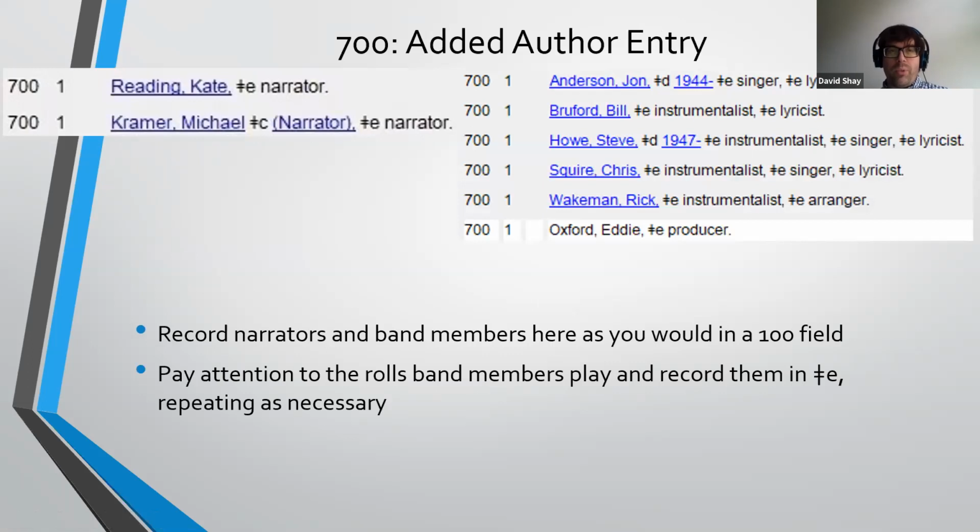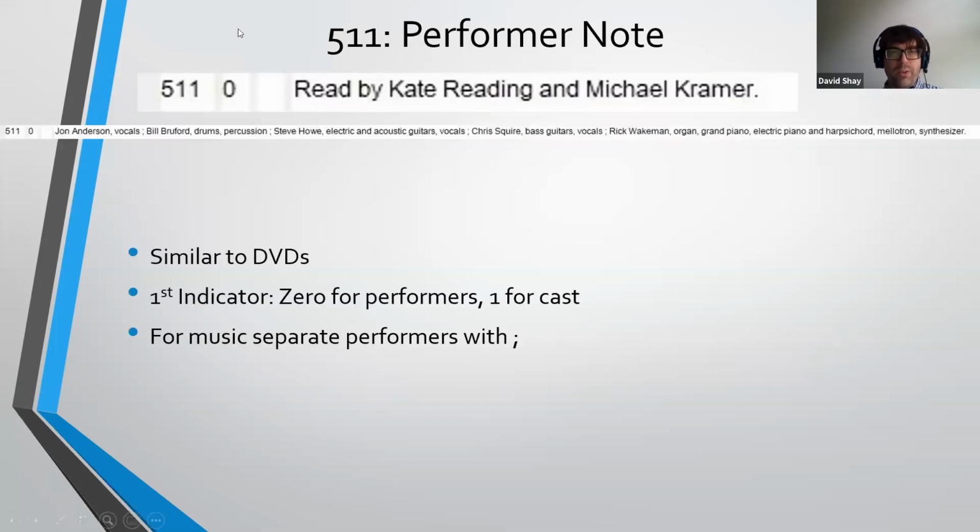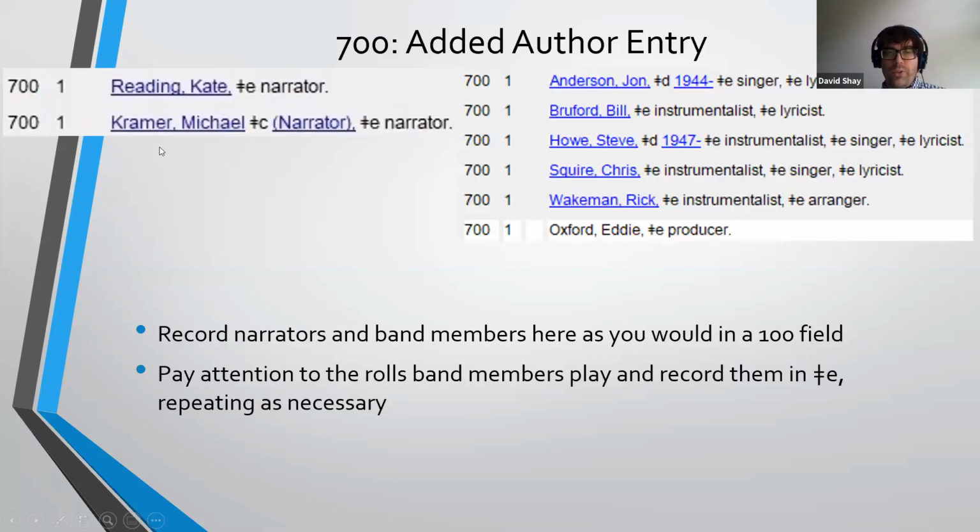The only other thing for audiobooks I have here is your 700 fields. So make sure if you're giving people credit in your 511s or in your 245s, they've got a 700 added entry field with their roles in relator terms in subfield E. So we've got our narrators, Kate Reading, subfield E narrator. Michael Kramer's controlled heading actually has a subfield C with narrator in parentheses to separate him from any other Michael Kramer out there.